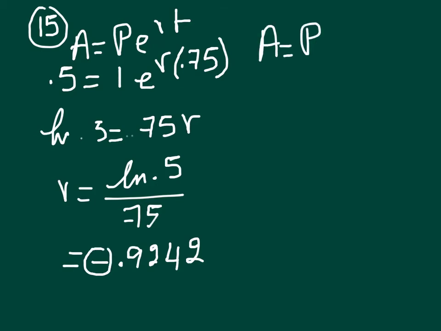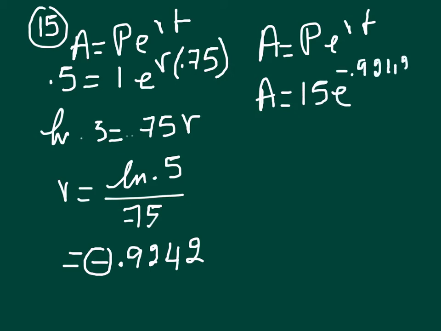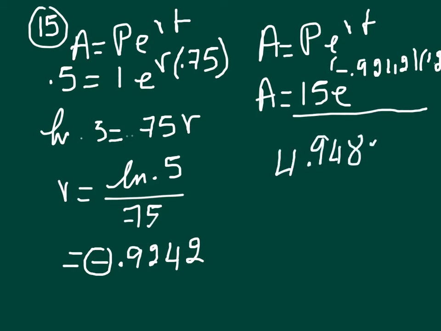And so if I start with the formula again, we're starting out with 15, so A is equal to 15. We already know the rate at which it's decaying, 0.9242, and the hours is 1.2. Now if you calculate all of this on the calculator, I got 4.9482. Any variation of this, 4.95, will be good. This is how many grams, which is option D.